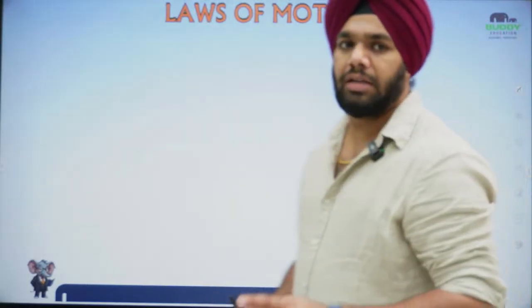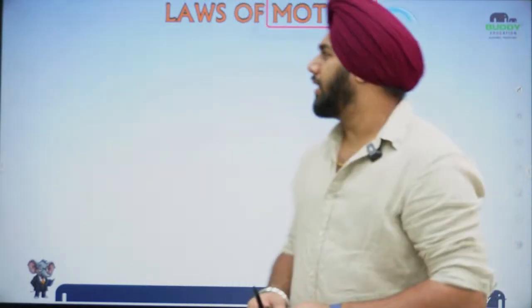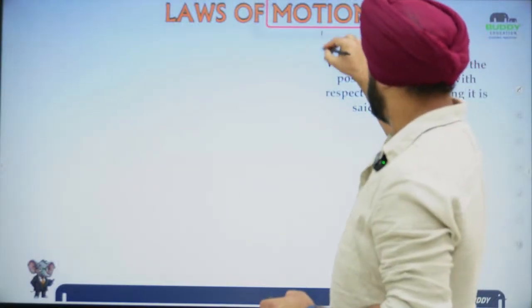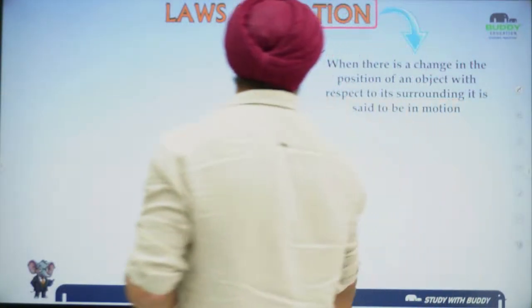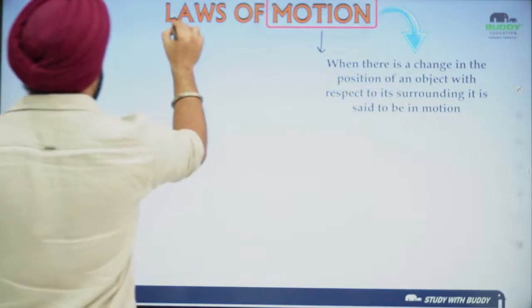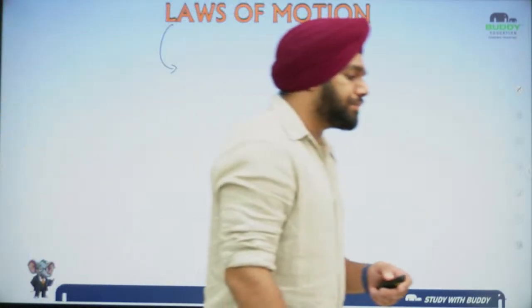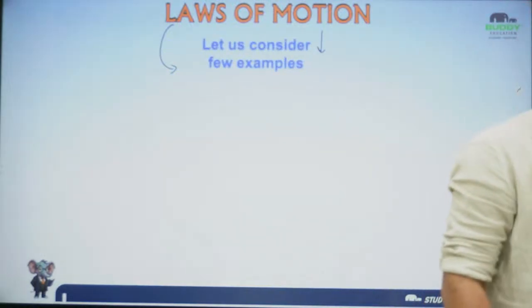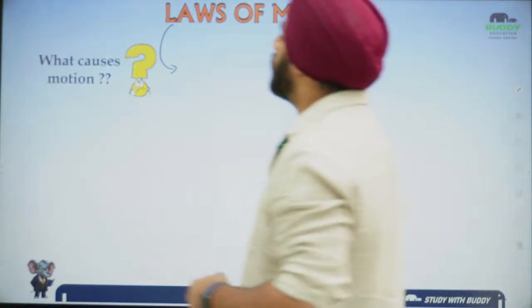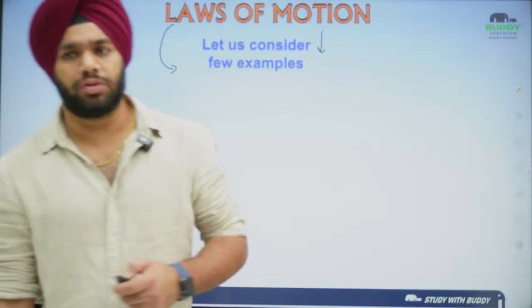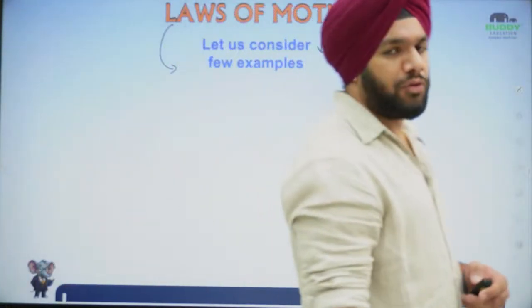Basically, laws are the rules, right? And we need to understand what exactly motion is. So how are the rules of motion to be written? Yes or no? So the first question is, what causes motion? Any force, right? Any force causes motion.